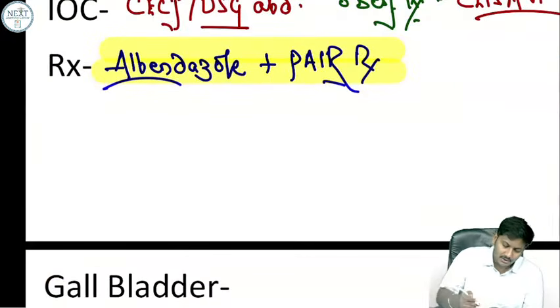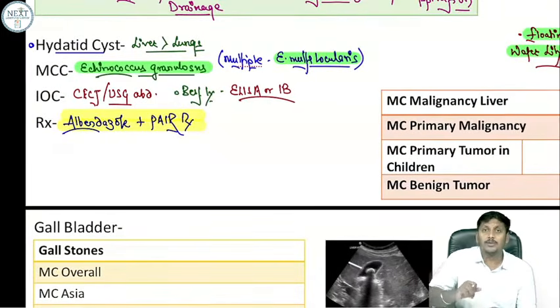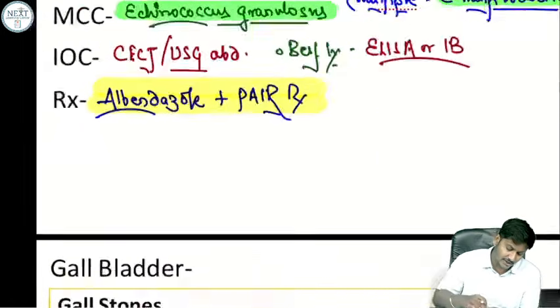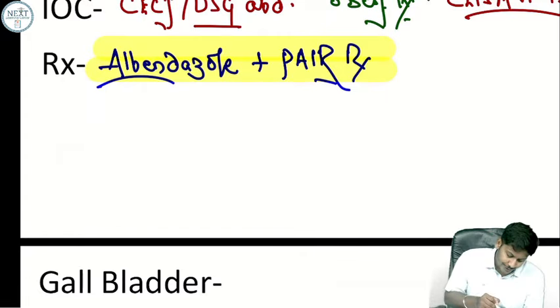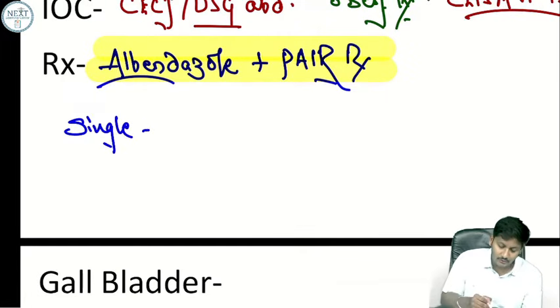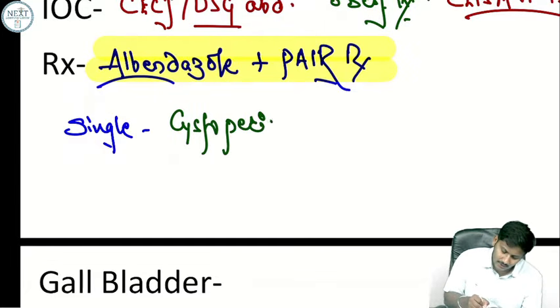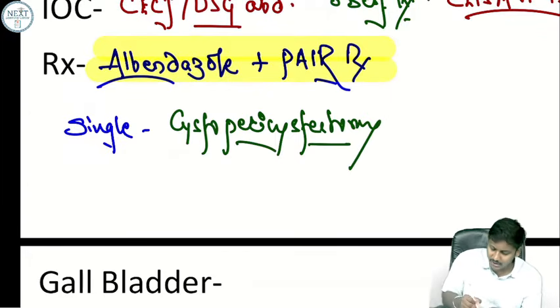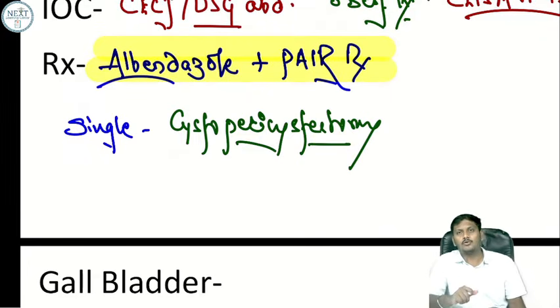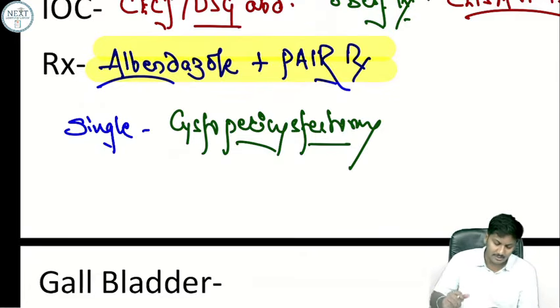Clear? If PAIR therapy is contraindicated, we know there are conditions we have discussed where PAIR therapy is contraindicated, like an extrahepatic cyst outside the liver, or a dead or calcified cyst. In these kinds of conditions PAIR therapy cannot be done. In those conditions, if there is a single cyst, then we can go for surgery, and that surgery is nothing else but cystopericystectomy. This means you surgically remove the cyst along with the outermost covering known as the pericyst. So cystopericystectomy has to be done.